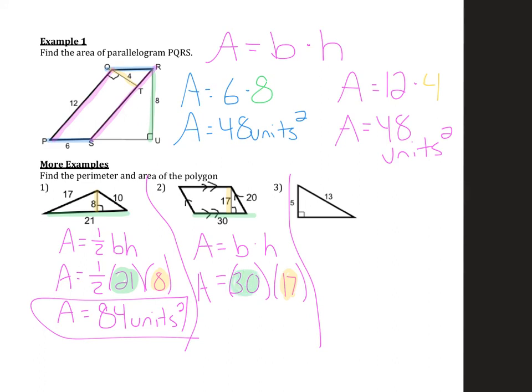We don't have enough information to use the 20 as the base because I don't know the perpendicular distance between the sides that are 20. Okay, so then if we multiply that up, we get our area, which is 510 units squared.